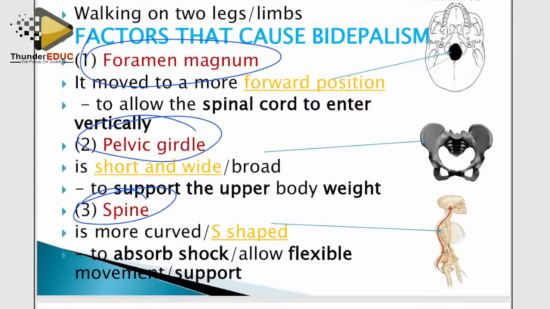Yes, it connects vertically. The pelvic girdle is short and wider to support the upper body weight. The spine is S-shaped, which allows flexibility. Look at your grandfather: the spine is no longer S-shaped, it's bending like that. That's why walking is like that.